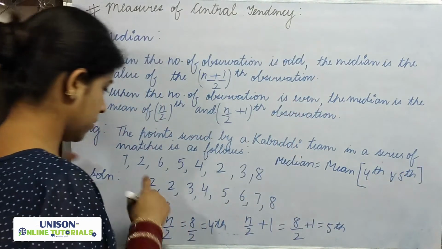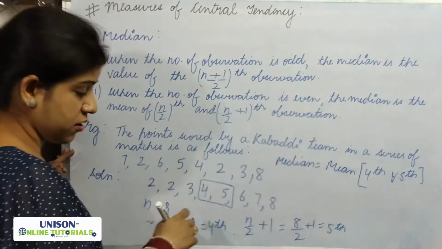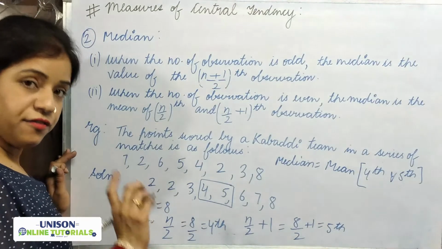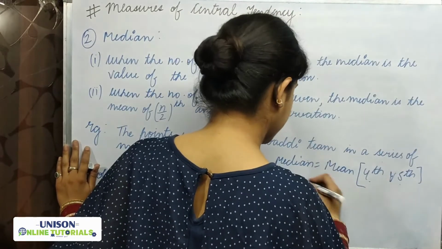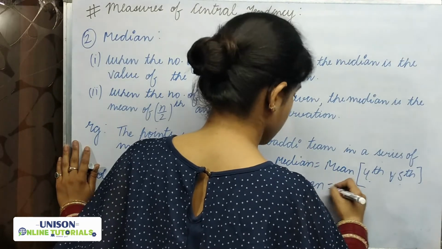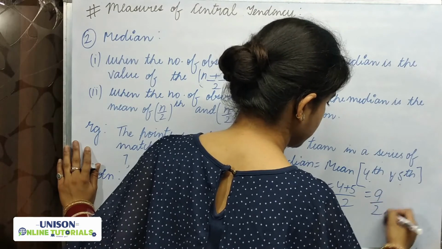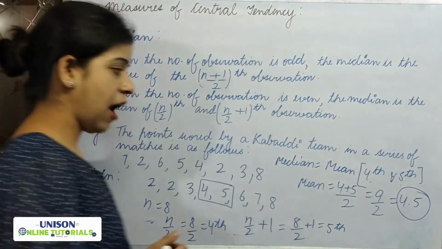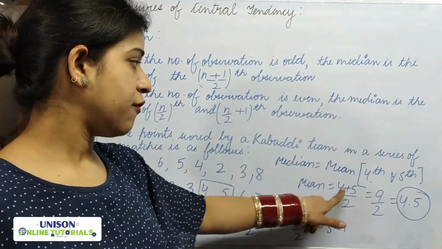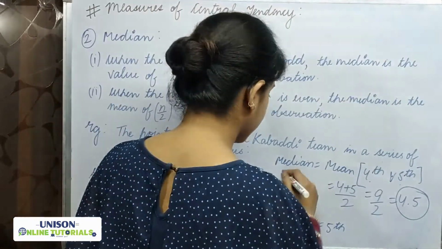So the 4th and 5th terms: 1, 2, 3, 4th, 4th and 5th. This is the 4th term and this is the 5th term, the 5th observation. So the mean of the 4th and 5th: (4 plus 5) by 2, that is 9 by 2, which is equal to 4.5. So we can directly say that this is the median. We have to find the mean of the 4th and 5th observations and it will become the median. So here we can write, this is the median.